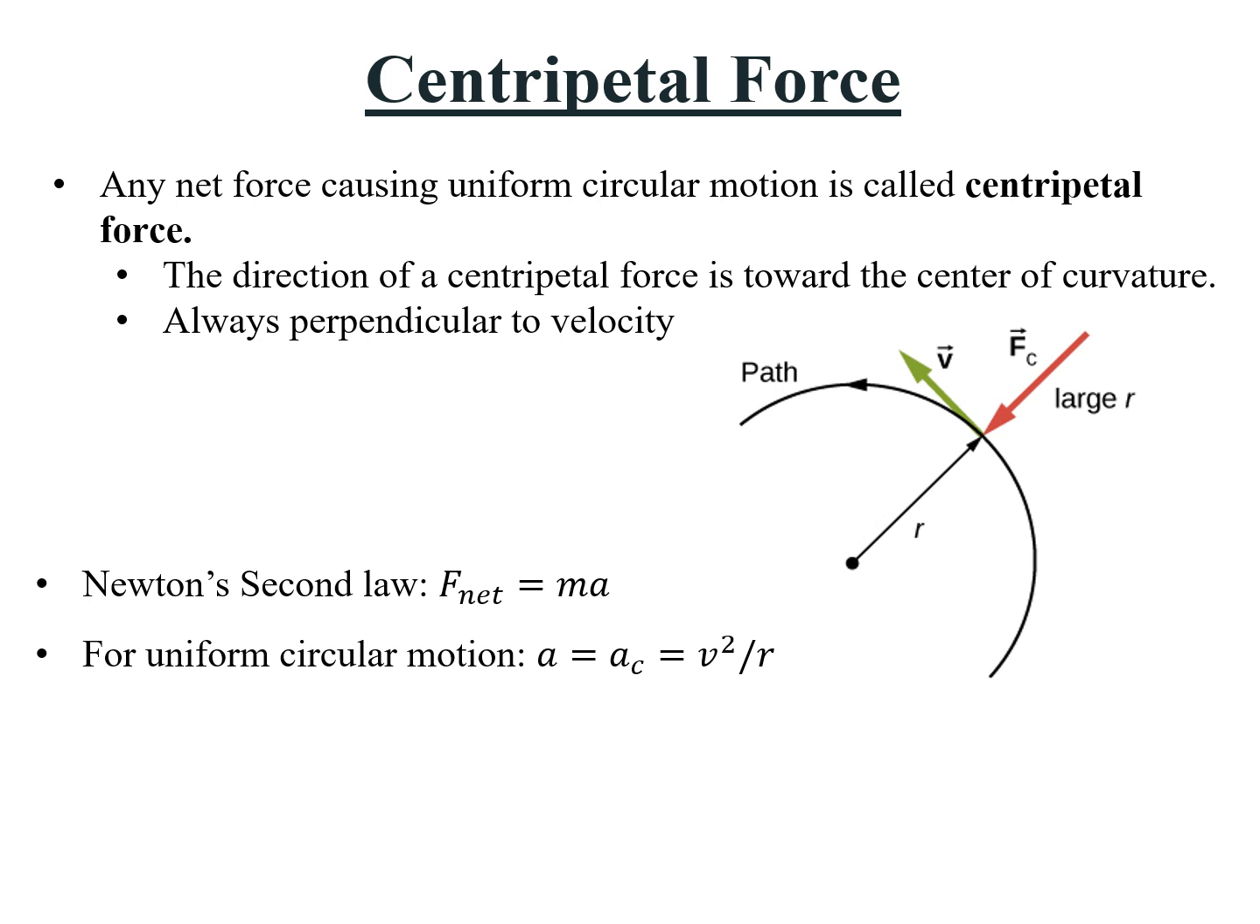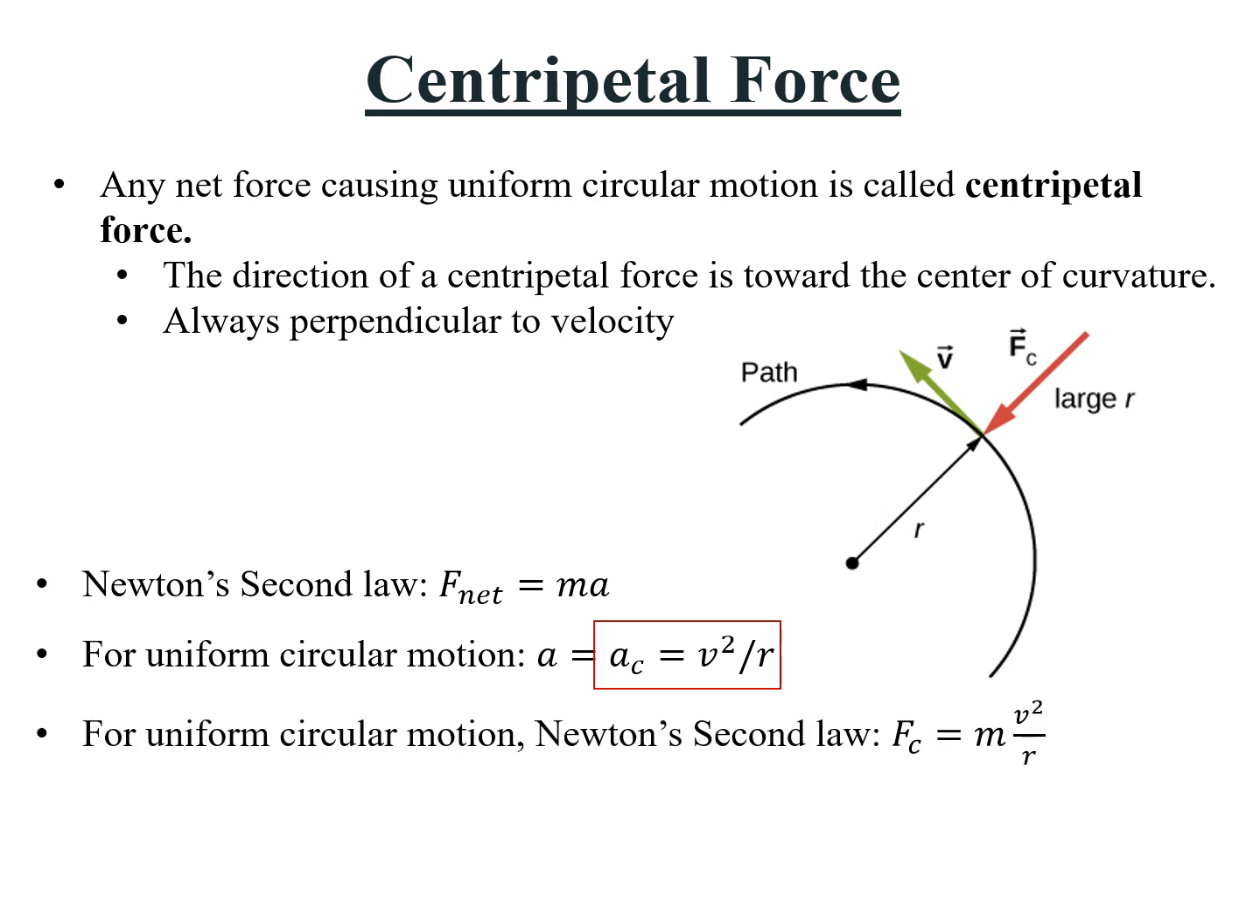And this acceleration is equal to v squared over r, where v is the speed or the magnitude of the velocity vector and r is the radius of the curved path. This is called the centripetal acceleration. Now taking this acceleration and applying it to Newton's second law, then we have that centripetal force is equal to mv squared over r.